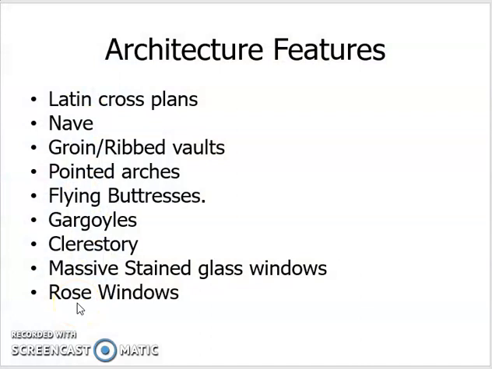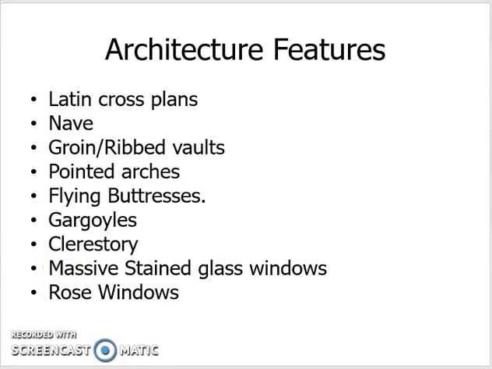First, I want to talk about these vocabulary words. So on a blank piece of paper or in your notebook, I want you to write down these architectural features. Maybe write each word over to the left and leave some space to the right so you could write or even doodle. You have a Latin cross plan, a nave, the groin or ribbed vaults, pointed arches, flying buttresses, gargoyles, clerestories, massive stained glass windows, and rose windows.